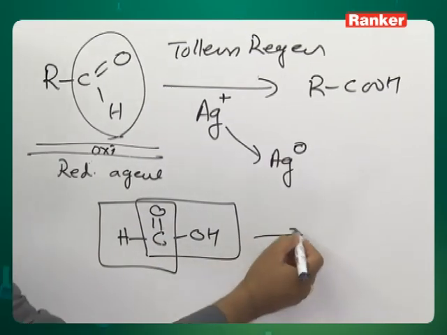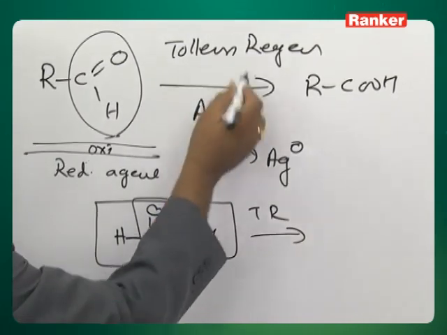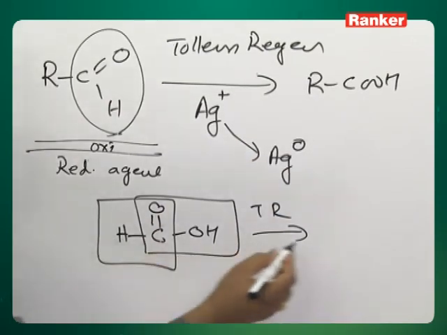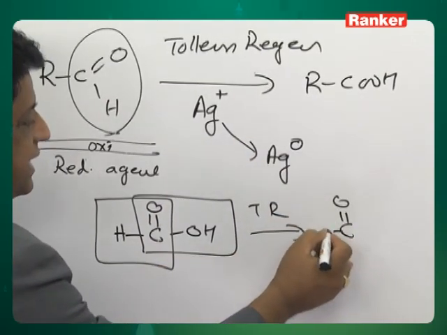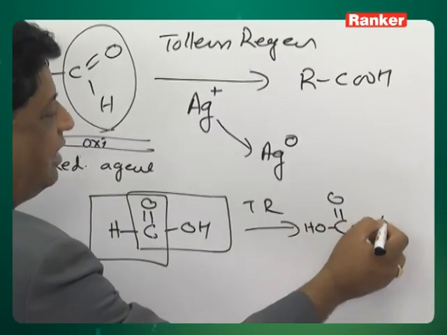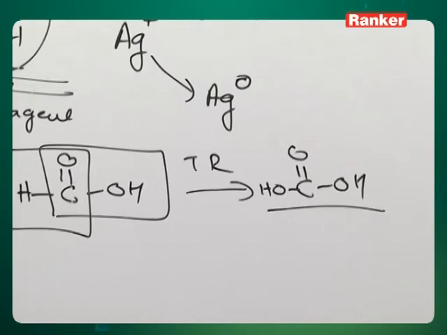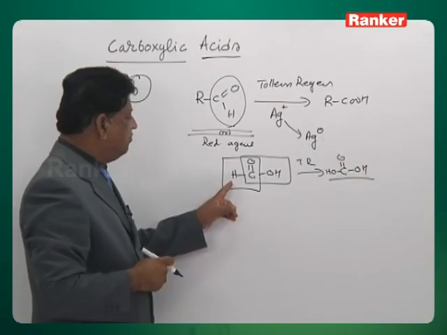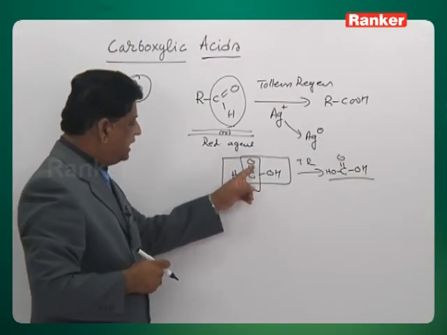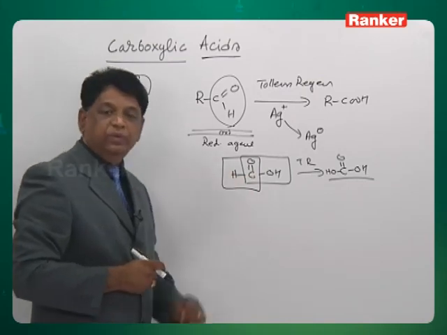So if you add Tollens reagent, that is ammoniacal silver nitrate, what is happening? This side the aldehyde function will become a carboxylic acid. That side the acid is already there, so H2CO3, that is carbonic acid, is formed. Therefore formic acid has an aldehyde function, and that's why it has this reducing property.